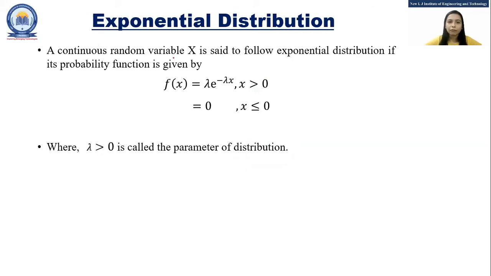A continuous random variable X is said to follow exponential distribution if its probability function is given by f(x) = λe^(-λx) when x > 0. But if the value of x is less than or equal to 0, then the probability function is given with the value 0. Here, λ > 0 is called the parameter of the distribution.